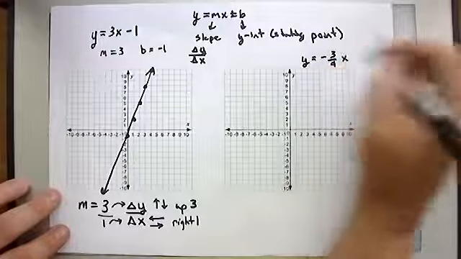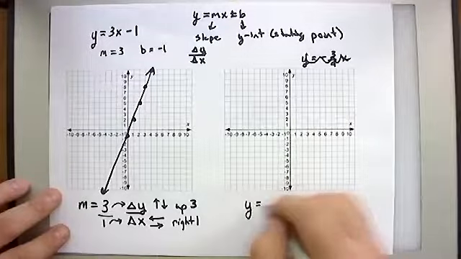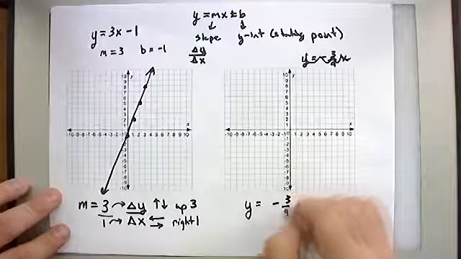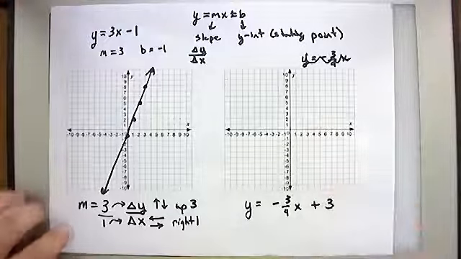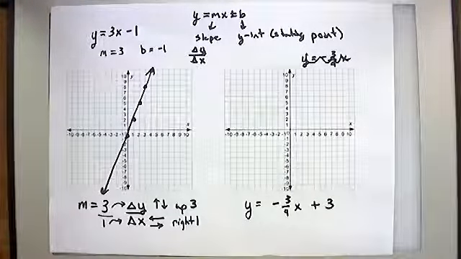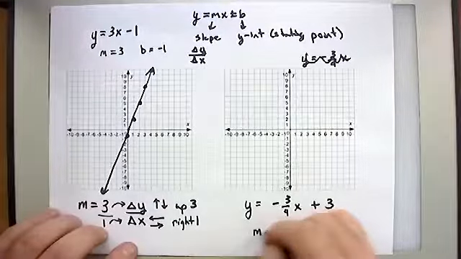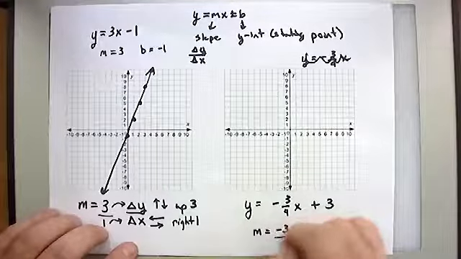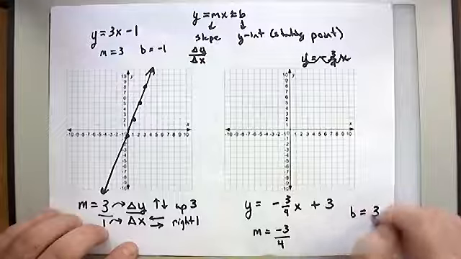Let's say we did y equals -3/4 x. Let me write that again down here. y equals -3/4 x plus 3. Now notice I've got the negative in the top. We'll talk about that in a minute. But for now, just to keep it from getting too crazy, we'll leave it there. So our m is -3/4, and our b is 3.